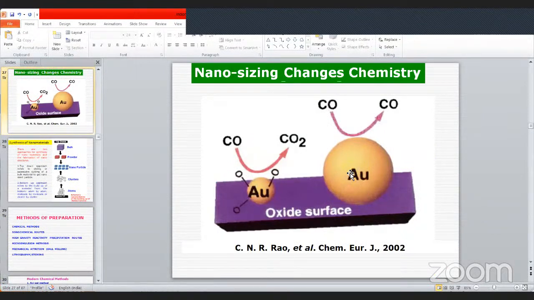And this other slide shows the chemistry, that is, Professor C.N.R. Rao suggested that when the particle size is small and the reaction is carried out, there is emission of carbon monoxide and carbon dioxide. When a similar reaction is carried out with a larger size, then there is emission of only CO, carbon monoxide. So we can say that nano size shows a change in chemistry, which is shown here. And this paper was already published in a European journal in 2002.